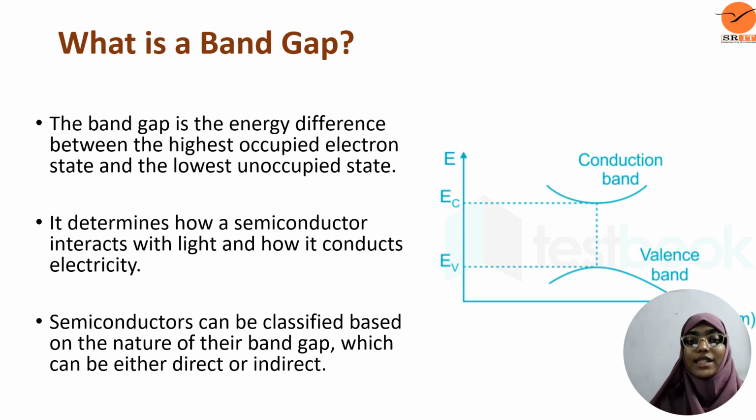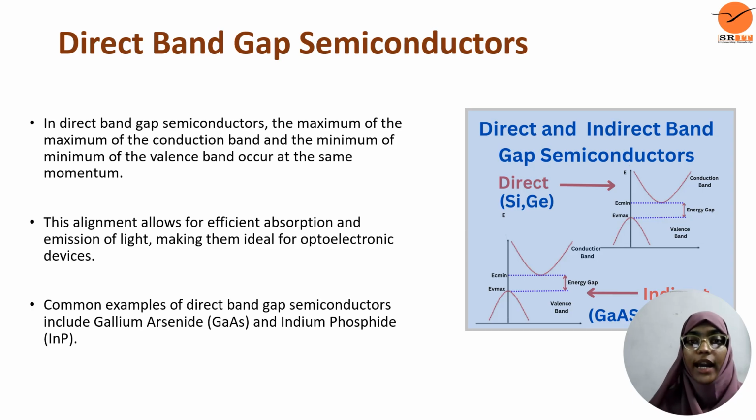The band gap is the energy difference between the highest occupied electron state and the lowest unoccupied electron state, which is nothing but the conduction band and the valency band. It determines how a semiconductor interacts with light and how it conducts electricity. Semiconductors can be classified based on the nature of their band gap, which can be either direct or indirect. Now let us see the direct band gap semiconductors.